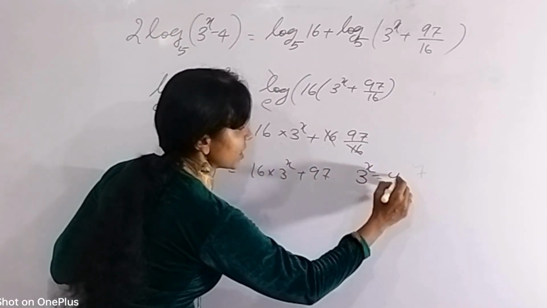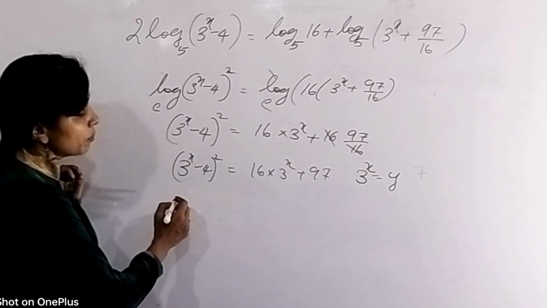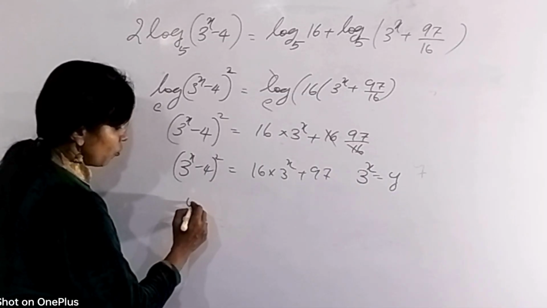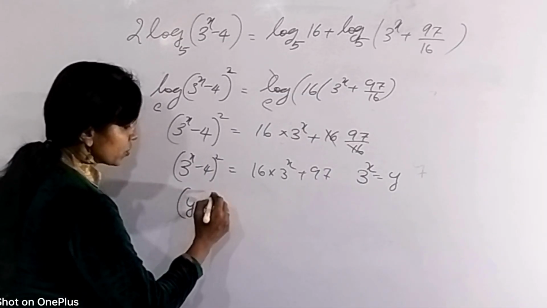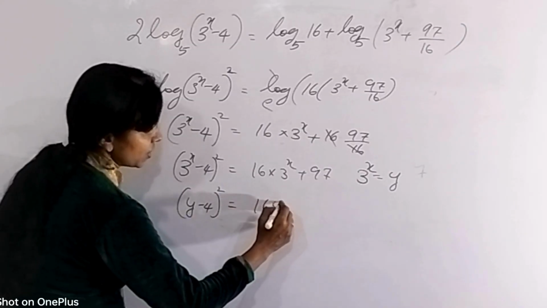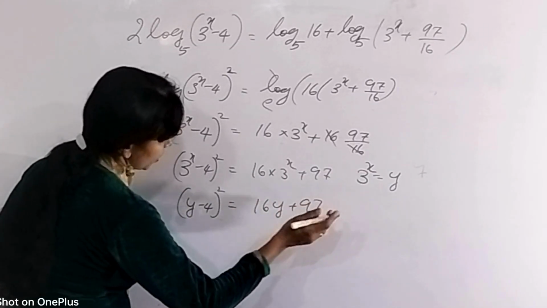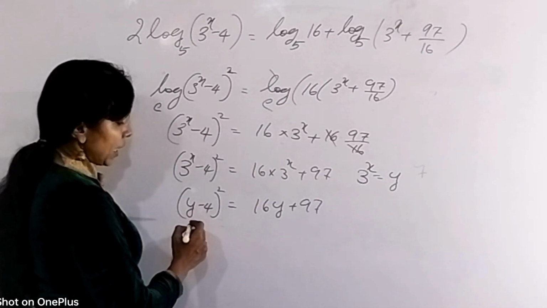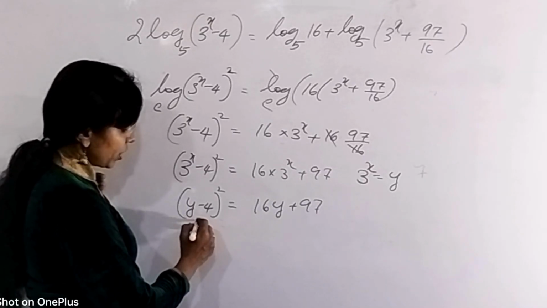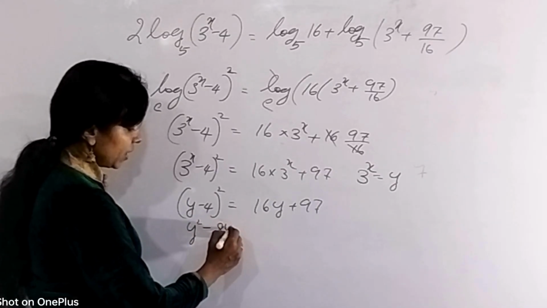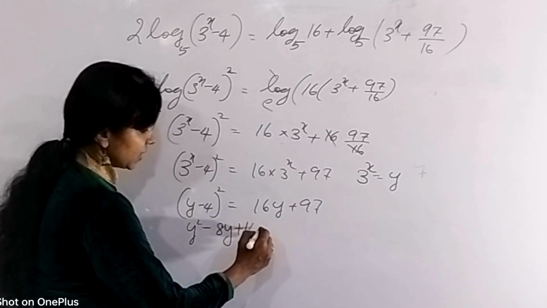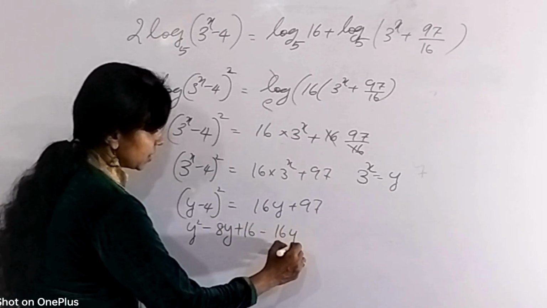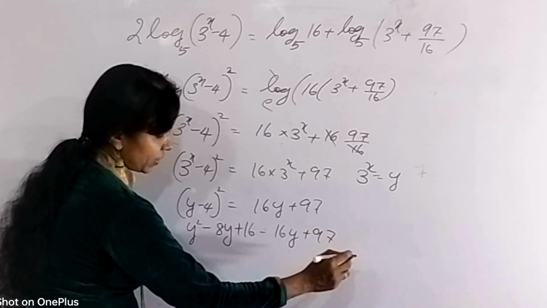Now for the calculation to become simpler, we can put 3 raised to x is equal to y. So what will be our equation? y minus 4 the whole square is equal to 16y plus 97. Now this is the similar identity, a minus b the whole square. So y square minus 8y plus 16 is equal to 16y plus 97.